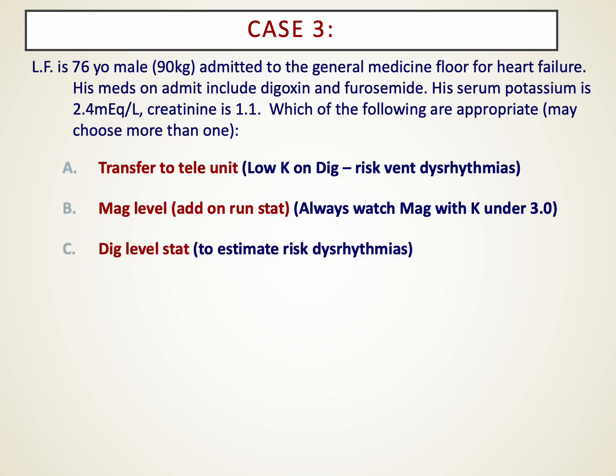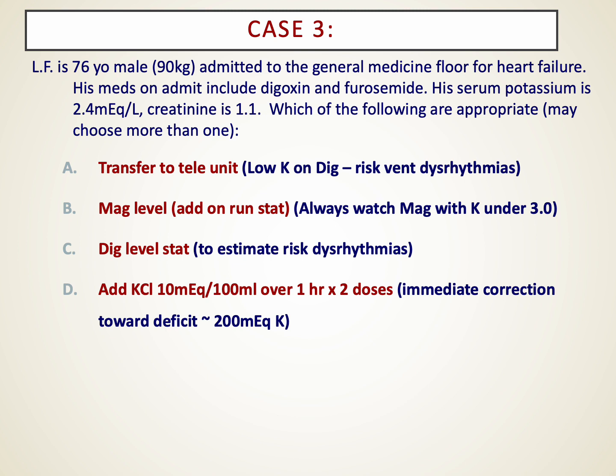We do want to get a dig level if he hasn't had one, because we want to know, is he dig toxic? If his digoxin level is already high plus a low potassium, we need to keep an eye on what his risk for arrhythmias is going to be. Yes, we're going to give him some IV potassium, 10 milliequivalents over an hour times 2 doses. Most clinicians are probably going to give even more than that, probably 10 milliequivalents for 4 doses. If we're worried about arrhythmias and his risk is high, some folks in the ICU setting might give 20 milliequivalents over an hour instead of 10 while he's on telemetry.